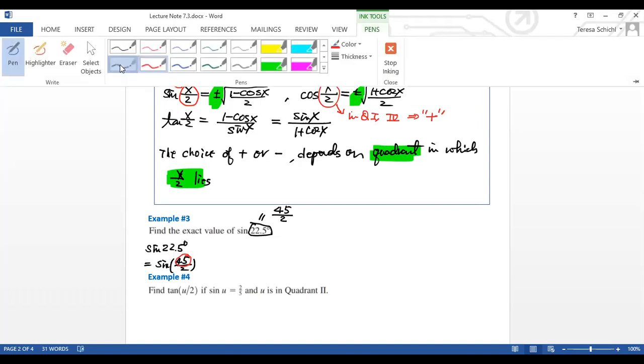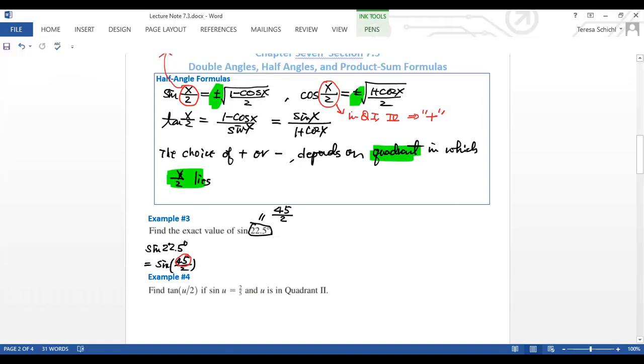So 45 is a special angle, and it is in the first quadrant. So I will use this, which will be equal to the square root of 1 minus cosine 45 over 2, right? Because it's positive here. So what is 1 minus cosine 45? It is 1 minus square root of 2 over 2, all over 2, correct?